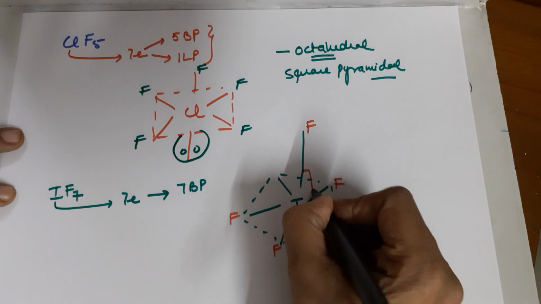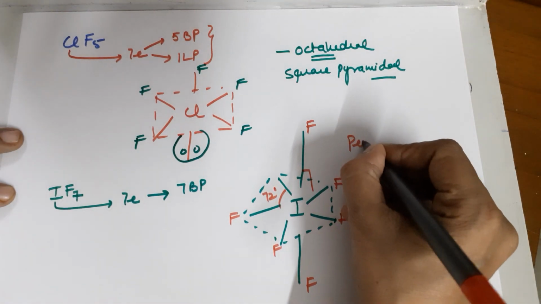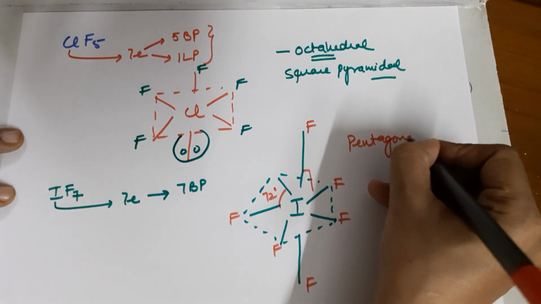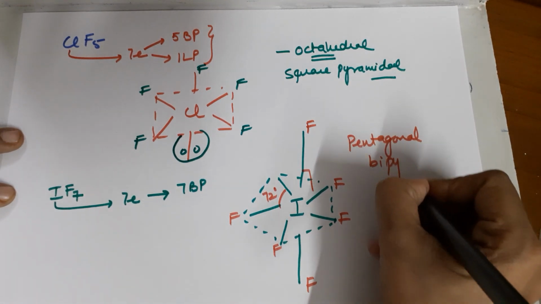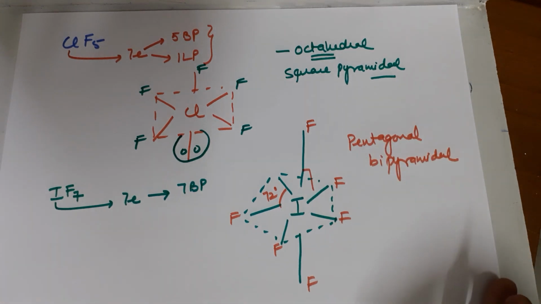You should know this angle is 90 while these angles are 72. So this is your pentagonal bipyramidal geometry, and the shape and geometry are both the same because there is no lone pair.